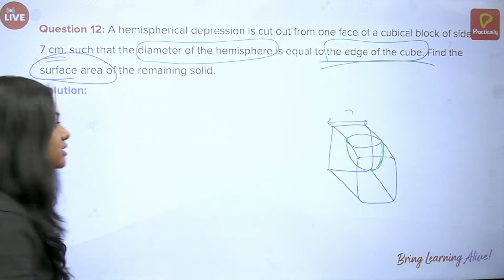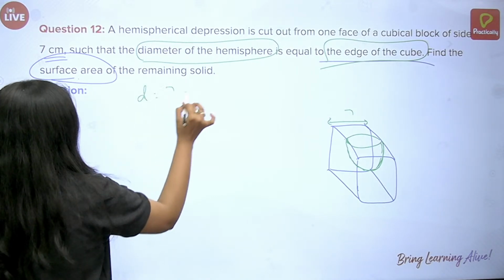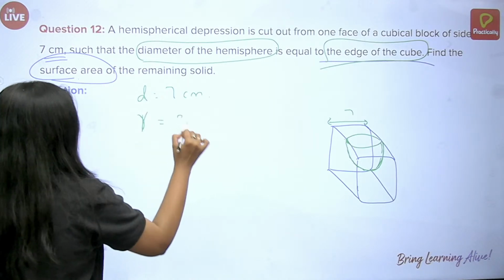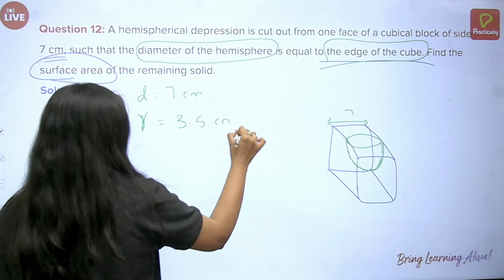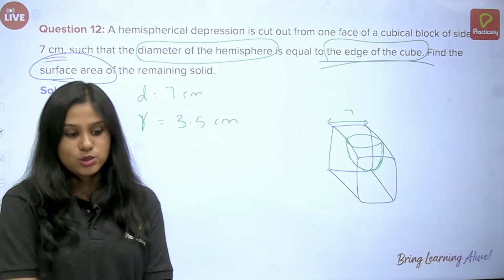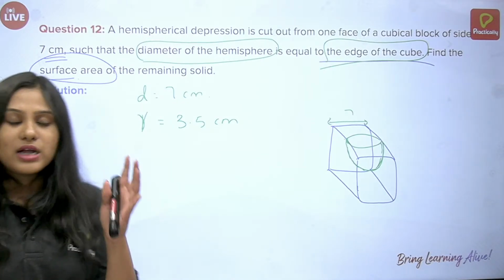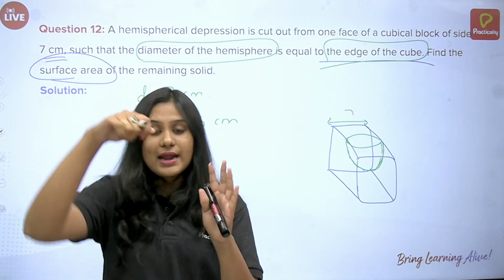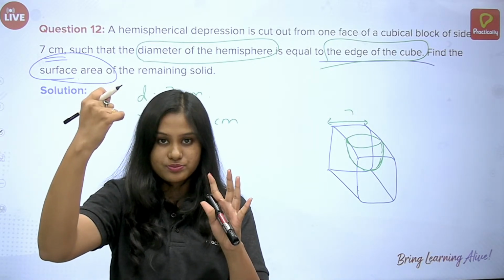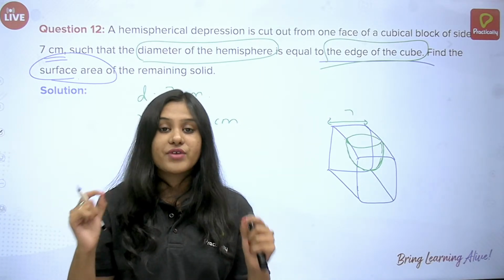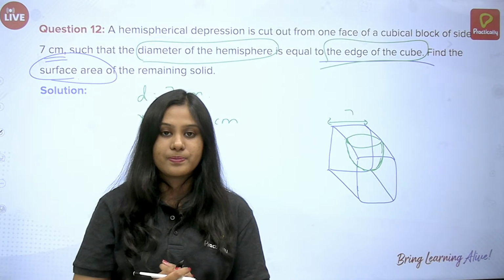Now what will be the radius? Diameter is equal to 7. So radius is equal to 3.5 centimeters. Correct? Okay. We have to find the surface area of the remaining solid. So imagine, close your eyes, imagine there is the cubical box and the hemisphere is cut out. Now, how should we find the surface area of the remaining solid?